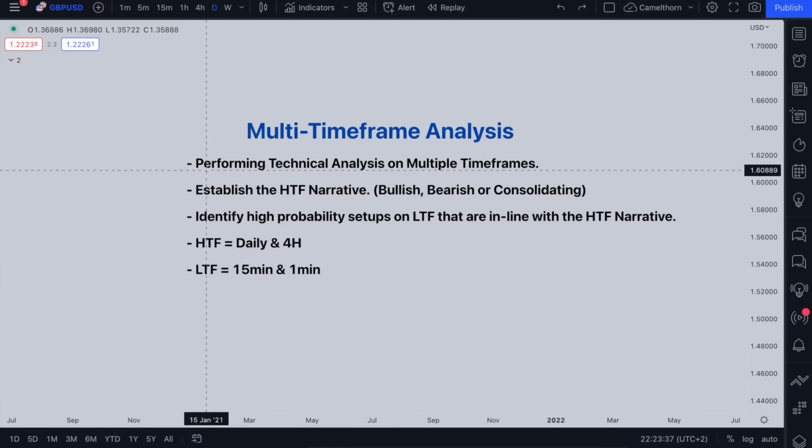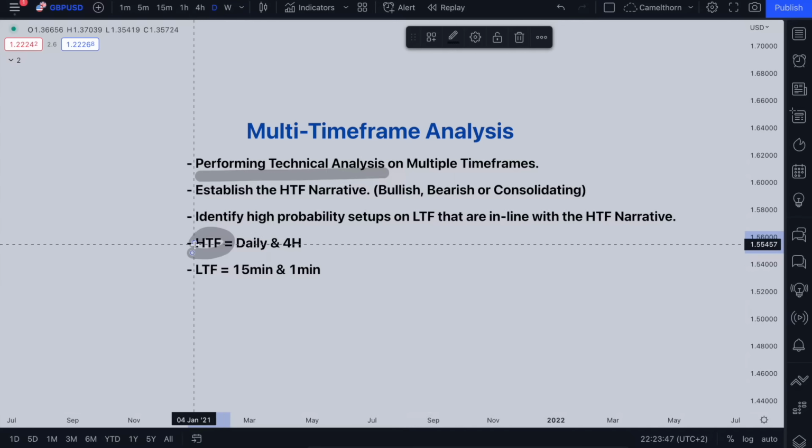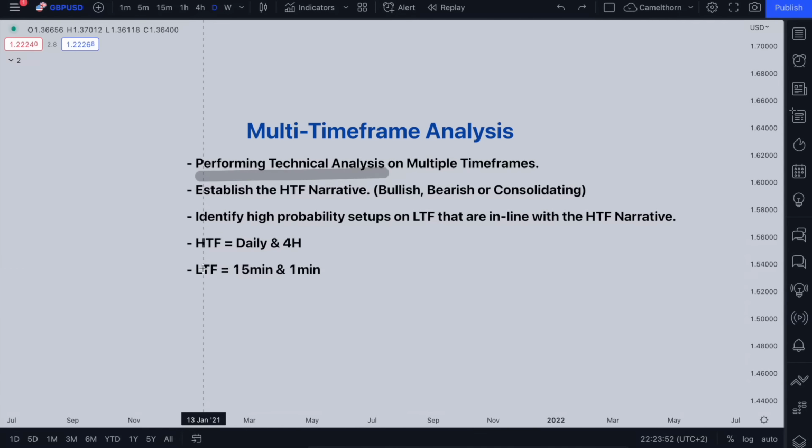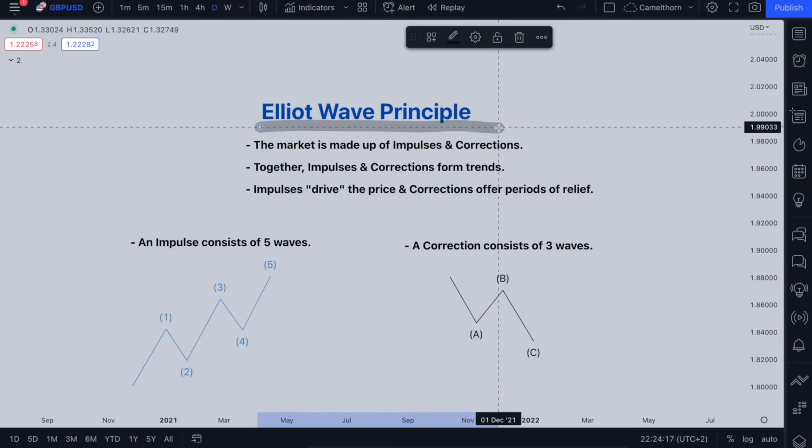Now, because we are performing technical analysis on multiple time frames, it is important to understand the relationship that exists between higher time frames and lower time frames. Okay. Now, in order to explain that relationship, I want to speak very quickly on the following concept. Some of you might be familiar with this particular concept. Some of you might not be, but it is the Elliott wave principle. Now, this is one of the oldest theories that exist in the trading industry. All right.